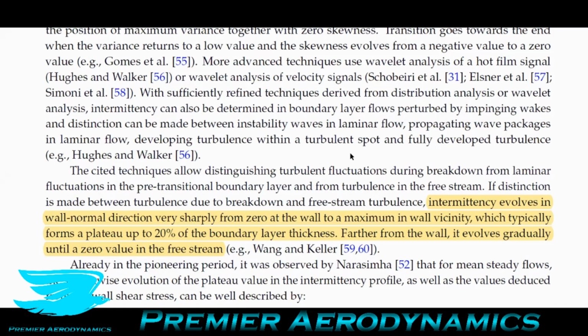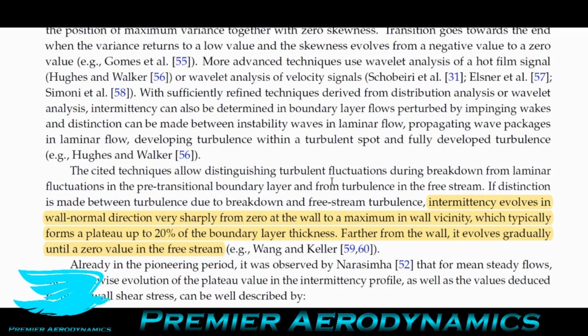Far from the wall, it evolves gradually until a 0 value in the free stream. In other words, this is another way that we can classify if a flow is laminar or not. If we have the intermittency increasing very rapidly away from the wall, like you go right at the wall and you go up a little bit and the intermittency has jumped up so much, we can determine, okay, the flow is now turbulent.